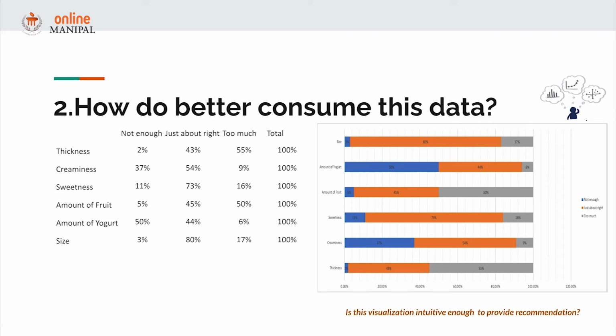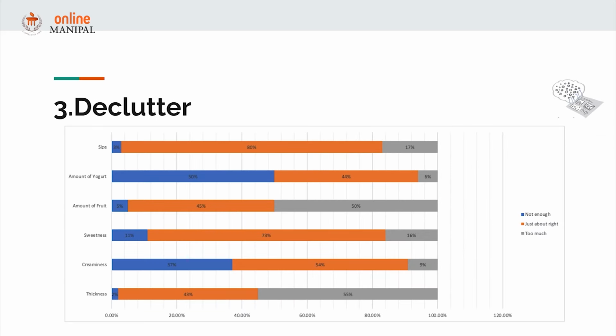Let's move on and follow step number 3, which is declutter. This is the visual that we had from the previous step. We will remove anything that is ornamental and unnecessary. Starting with the decimals on the x-axis, let's strip them.